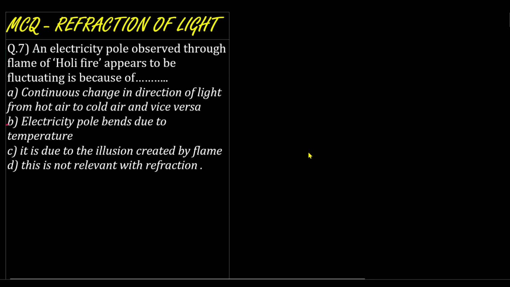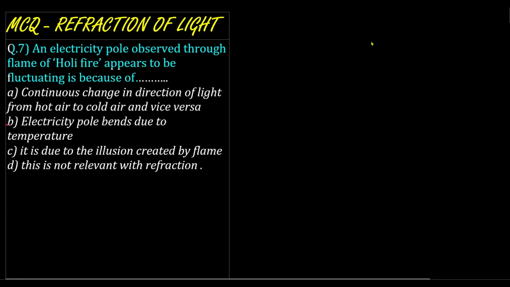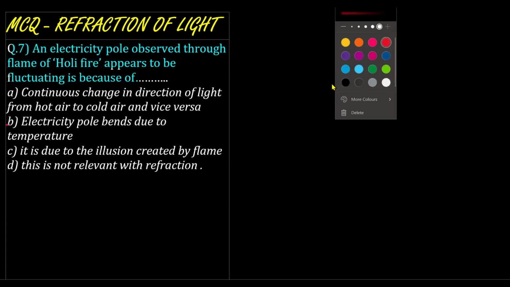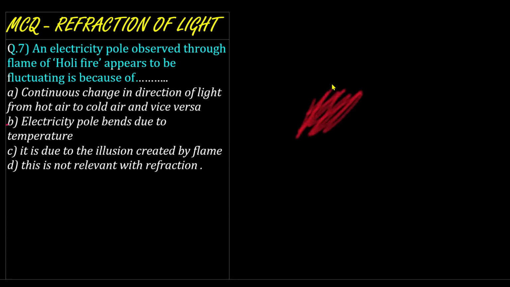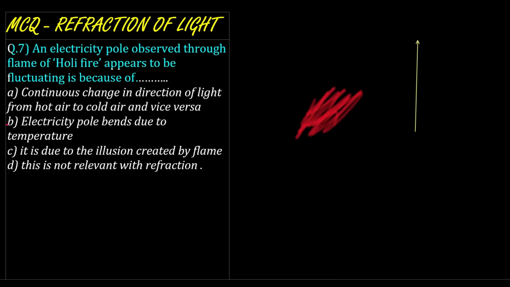Question number 7 says an electricity pole observed through the flame of a holy fire appears to be fluctuating. Well, this is one of the causes of atmospheric refraction. Let's say, for example, I make a holy fire over here, and I erect an electric pole over here. Now say you are observing from here. Let's say I make a white ray. This is you, and you are observing from here.